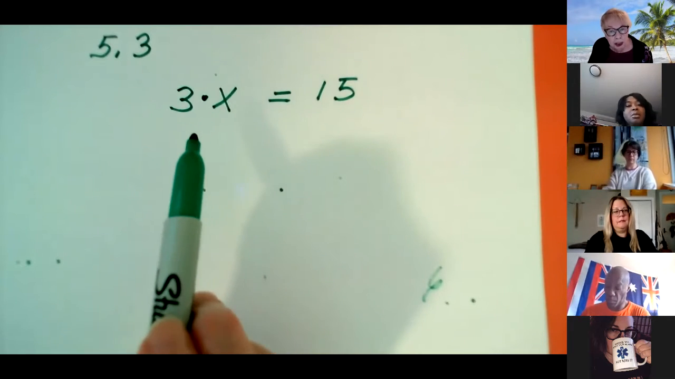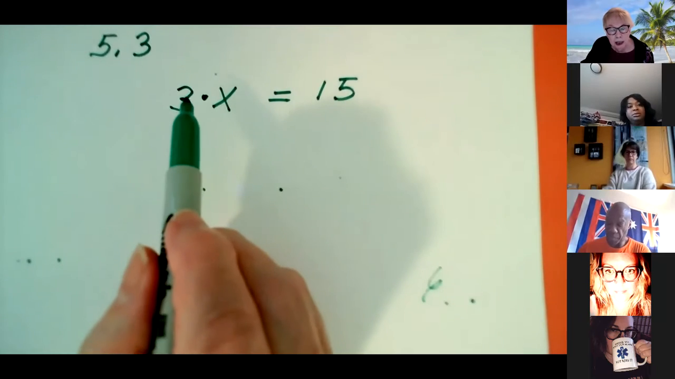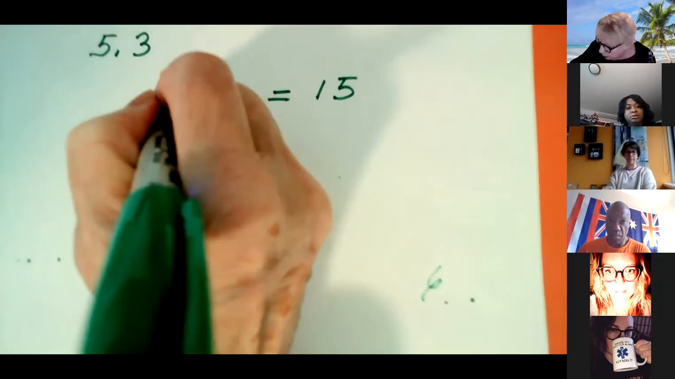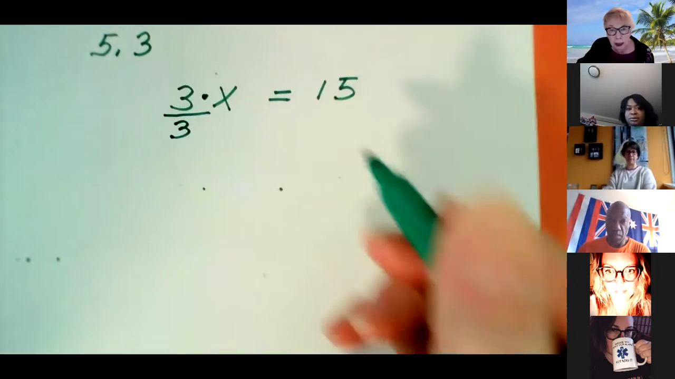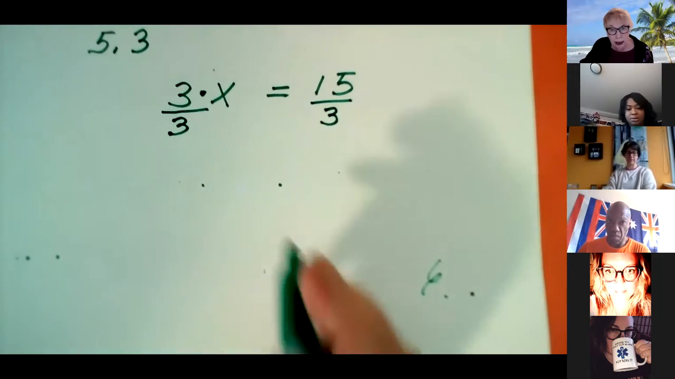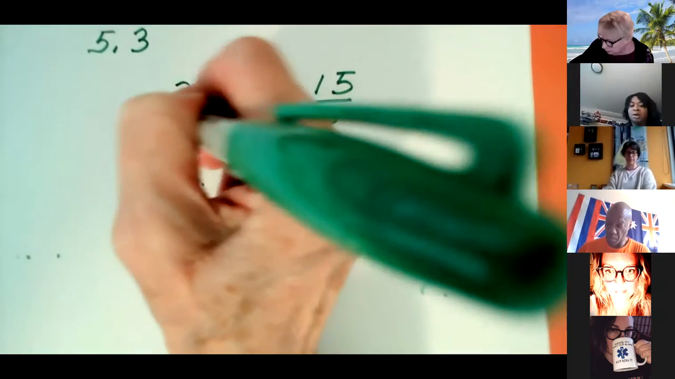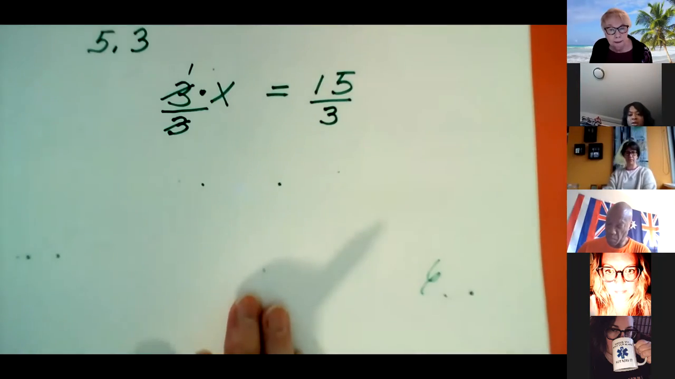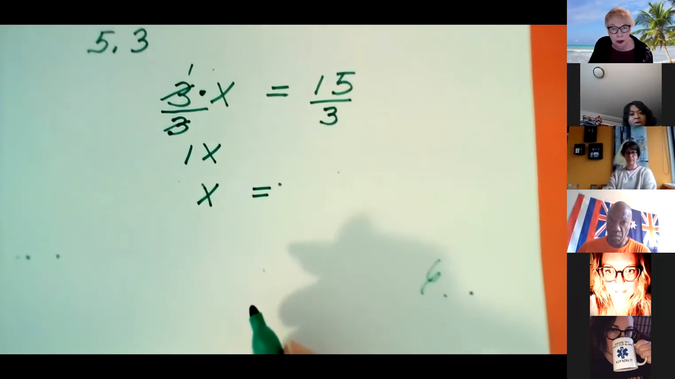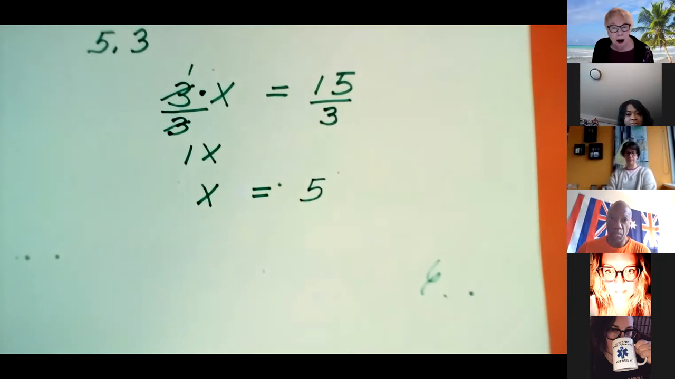But the simple step to get to it, which is because the x was multiplied by 3, here's what I'm going to do. I'm going to divide by 3 on this side, and I'm going to divide by 3 on that side. Now, why did I do that? Because 3 divided by 3 is 1. And 1x is really x. I don't have to write all those steps, but that's x. And here's my answer, 5.